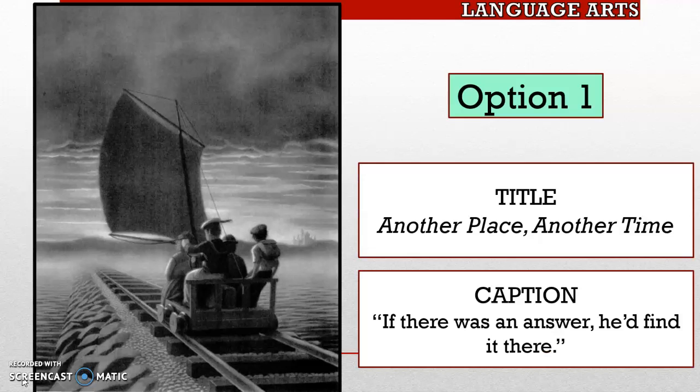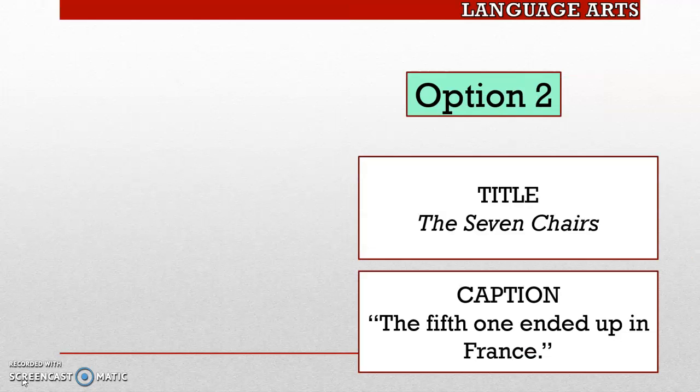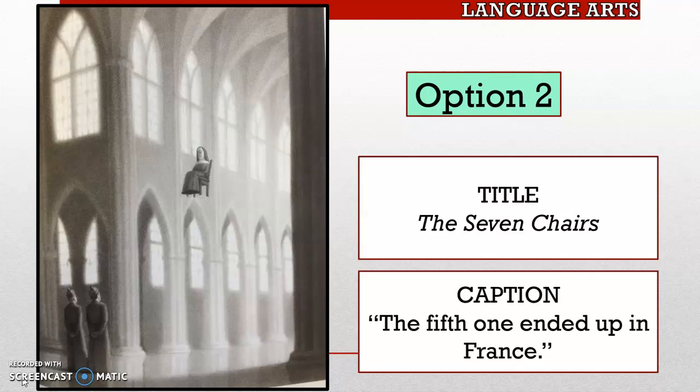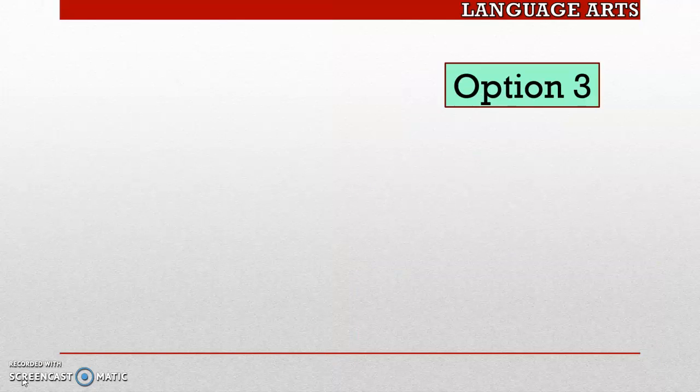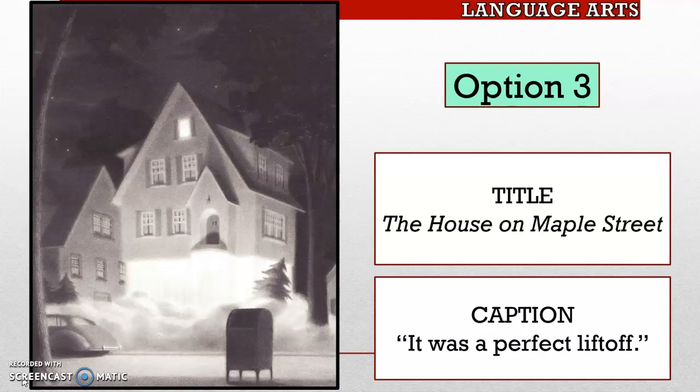All right. So here's option one: title, another place, another time. Caption: if there was an answer, he'd find it there. Option two: the seven chairs. Title: the seven chairs. Caption: the fifth one ended up in France. Option three: title: the house on Maple Street. It was a perfect liftoff.